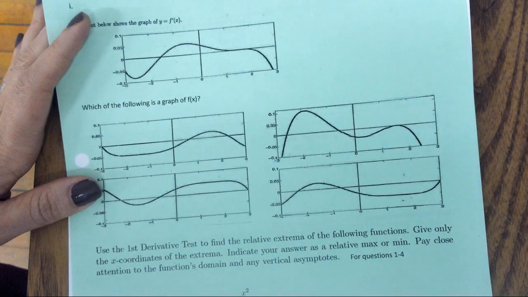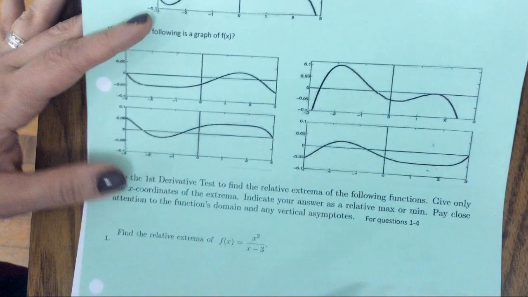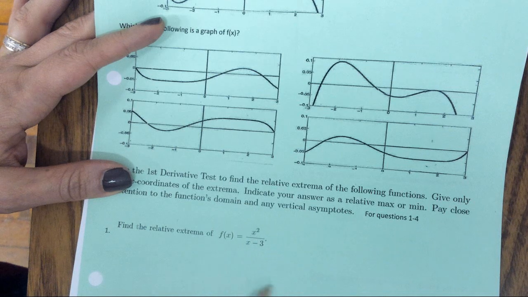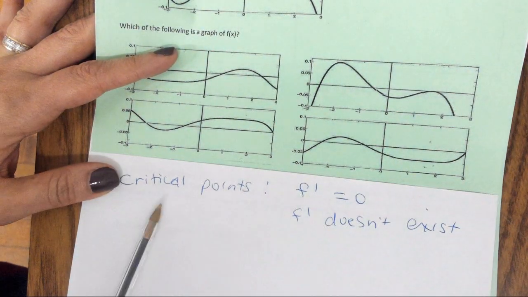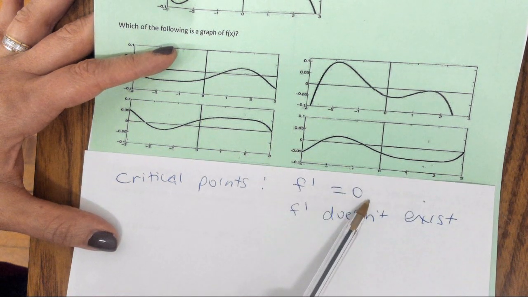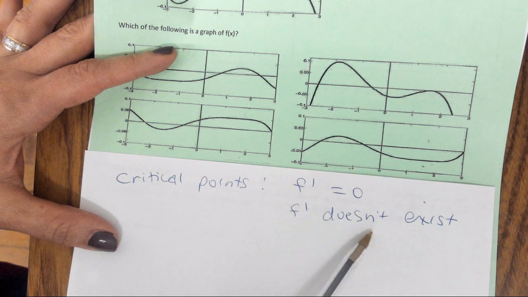So we have been using the first derivative test to find relative extrema. Today we're finding relative extrema for functions that are not continuous, such as this rational function. We know the first step is to find critical points, where we take our derivative, we set it equal to 0, and solve to get our critical points. We also know critical points are where f prime doesn't exist.